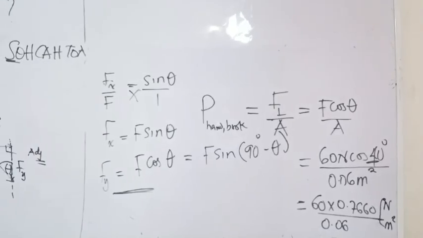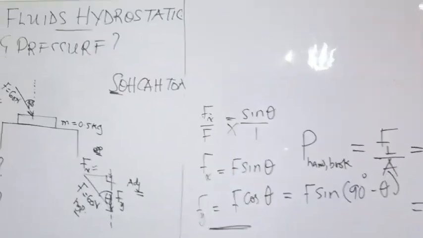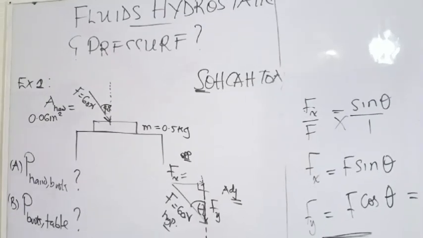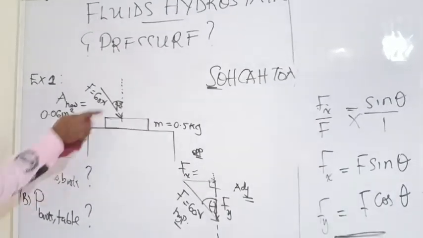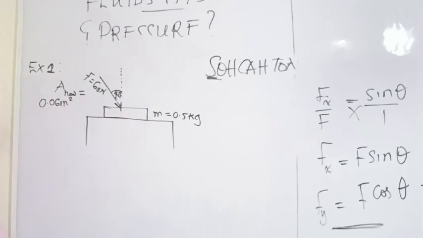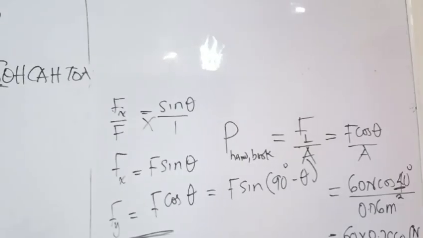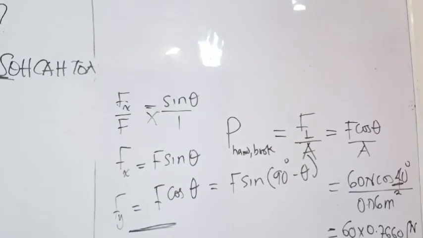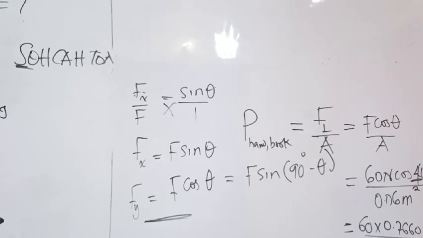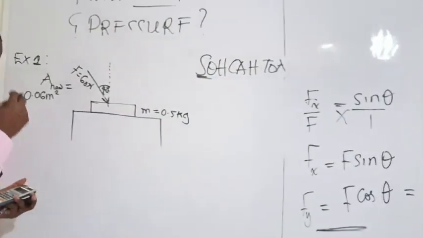Alright, so let me clean this up now, because I still need to work with it. So 60 times 0.7660 turns out to be 45.96.